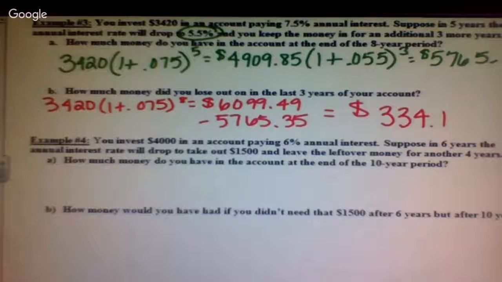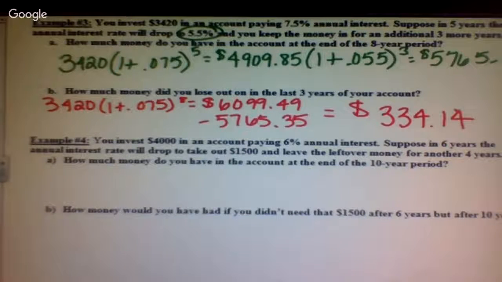$334.14. We've missed out on $334.14. Okay, so if the interest rate drops partway through, you actually lose out on money.